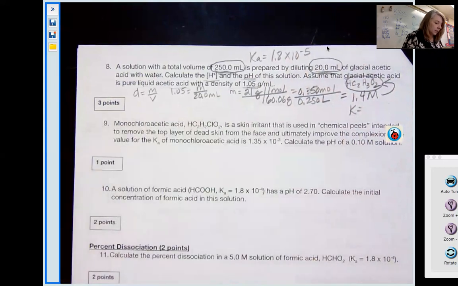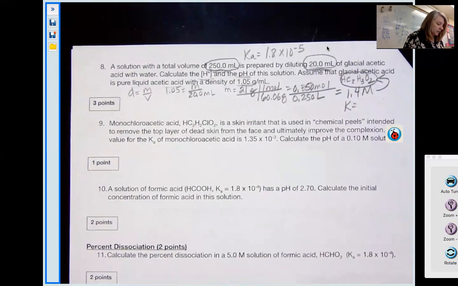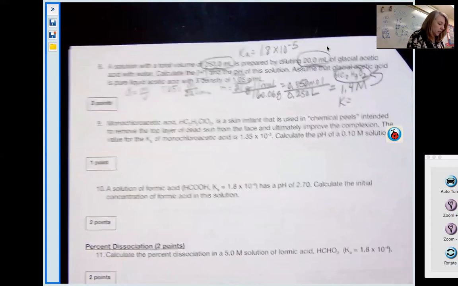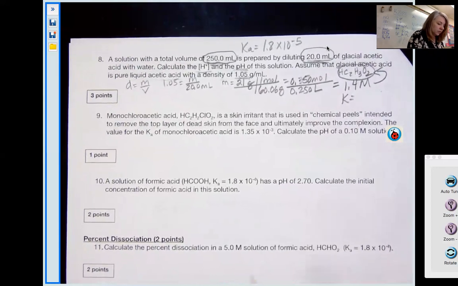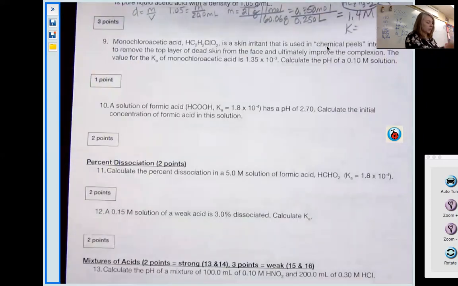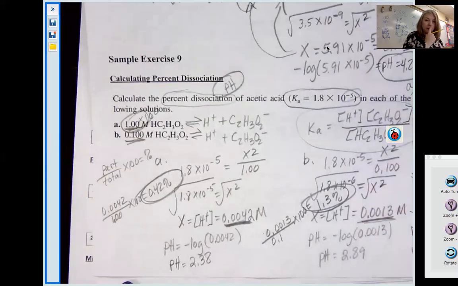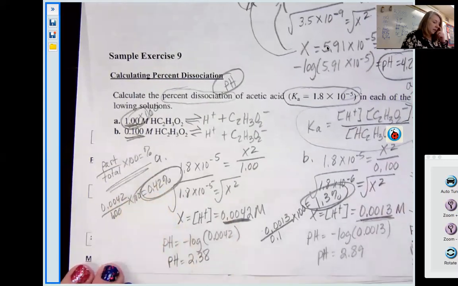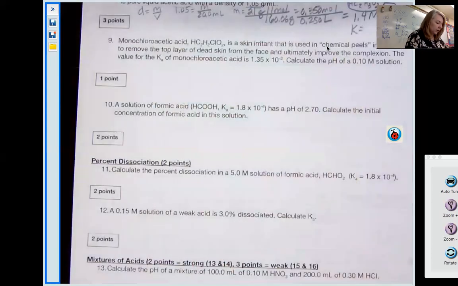All right. Just kind of sliding down through here, see if there's anything else that's kind of weird that you might have to work. That one looks pretty normal. Percent dissociation, that was like the problem we worked in class on your lecture guide. That would be like sample exercise 9. Remember, percent dissociation is just simply part divided by the whole times 100. Okay, so you've got to actually find your X, and then you can plug that in to find your percent dissociation.